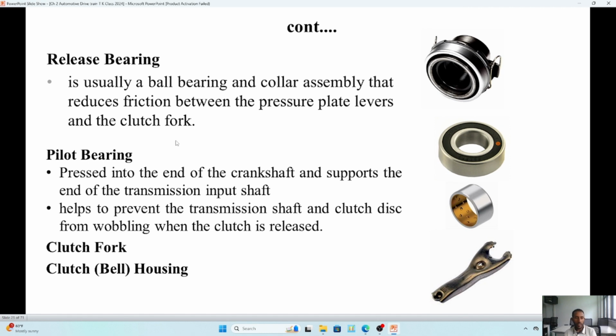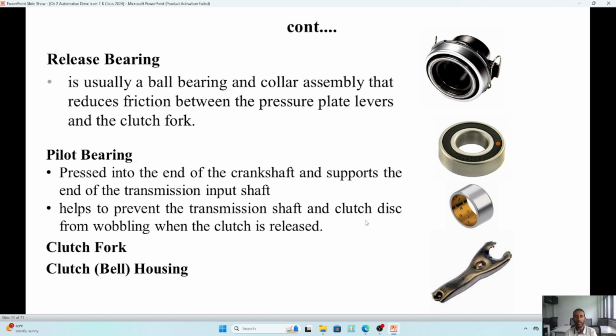When you see the remaining clutch parts, there is the release bearing or throwout bearing, which allows the relative motion between the fork and the pressure plate assembly, and the pilot bearing, which helps to support the input shaft coming from the transmission, because it's supported on the crankshaft, or in some cases the flywheel, by means of a bushing or pilot bearing. And they will have clutch forks and a wheel housing.